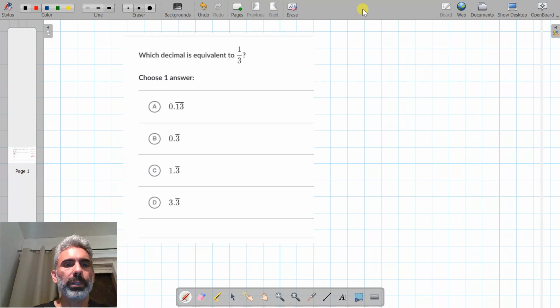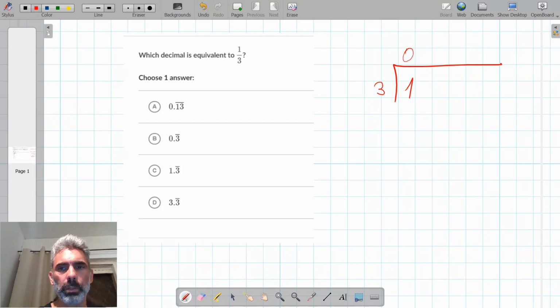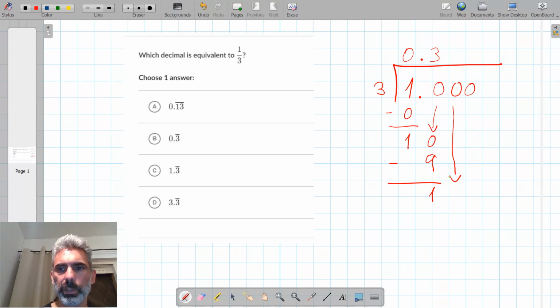Which decimal is equivalent to 1/3? Okay, so if we divide 1 divided by 3, 3 doesn't go into 1, so 0, and then put a decimal point here and throw some zeros. So 0 times 3 is 0. I subtract. 1 minus 0 is 1. I bring down 0. 3 goes into 10 3 times. 3 times 3 is 9. I subtract, 1 remainder. I bring down 0.